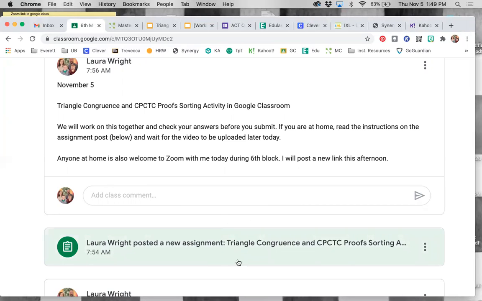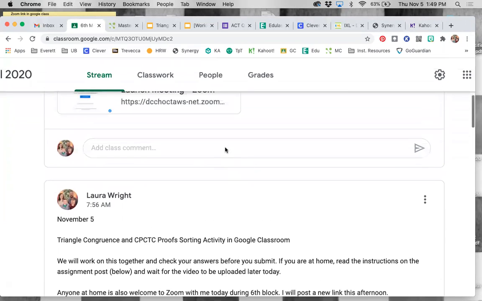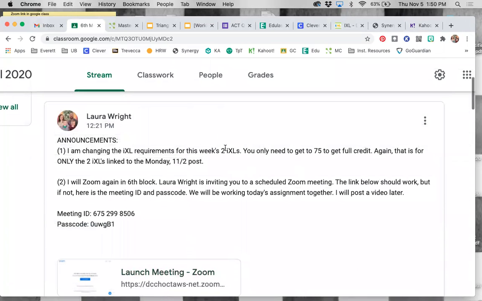So go ahead and open that in your Google Classroom. It's triangle congruence. It's right below today's post. While you're getting there, I want to point out a note that's above it. I'm changing the IXL requirements for this pair of IXLs only, the ones we've been working on this week.